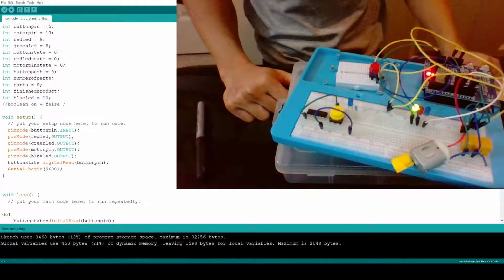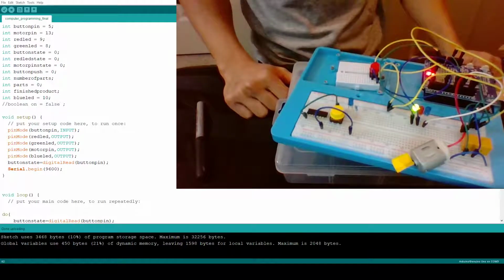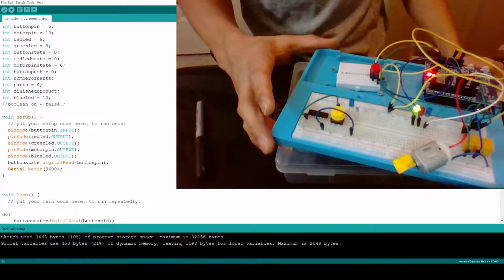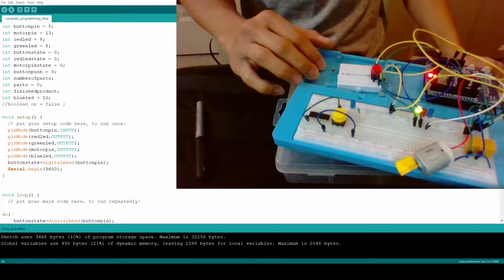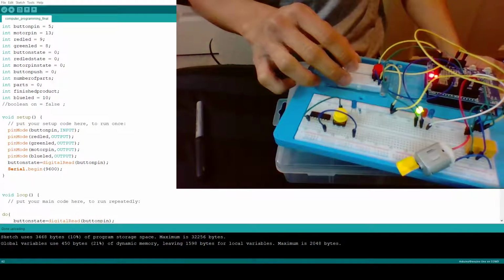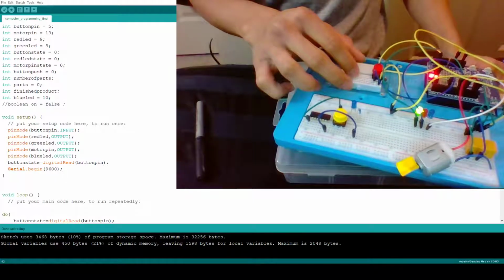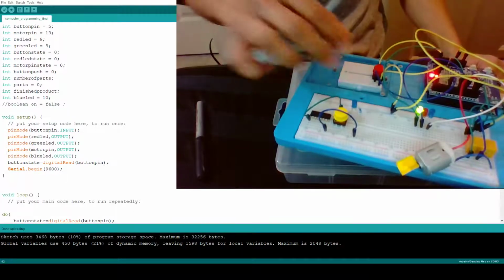Okay, this is Mechatronics Computer Programming Final. Here I have my simulated factory setup where I have a button to act as approval, like a sensor when the process is over and ready to be moved on to the next process.